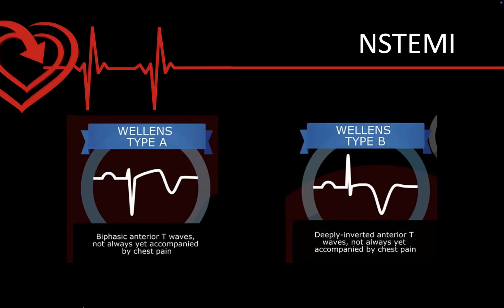Another set of categories are the Wellens criteria. Wellens looks at T waves. So if you have biphasic T waves in your anterior leads, that is highly indicative of an occlusion or a blockage. Wellens type B is deeply inverted anterior T waves. With both of these, they may or may not be accompanied by chest pain. They may or may not have obvious cardiac symptoms, but they're all indicative of an abnormal conduction that might be the result of an occlusion.